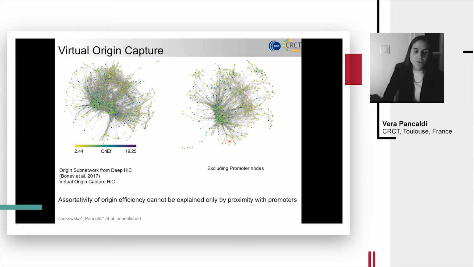So the conclusion so far is that assortativity of origin efficiency cannot be explained only by proximity with promoters, even though, of course, promoters have a really big importance in defining how active origins are. Again, I don't want to say causality, so I don't know which way around it is, but certainly there is an association between origins and promoters. But beyond this association, the network structure can determine contacts between origins that have similar efficiency.